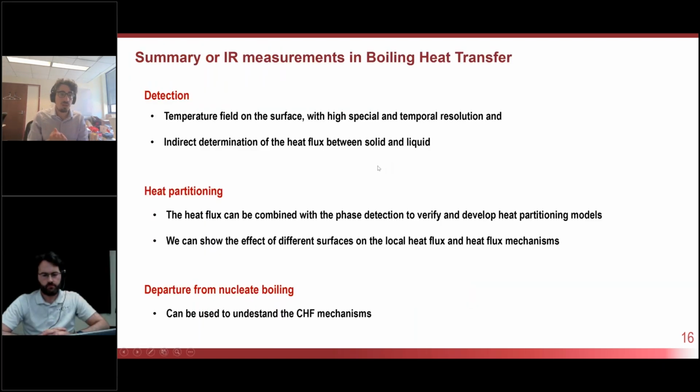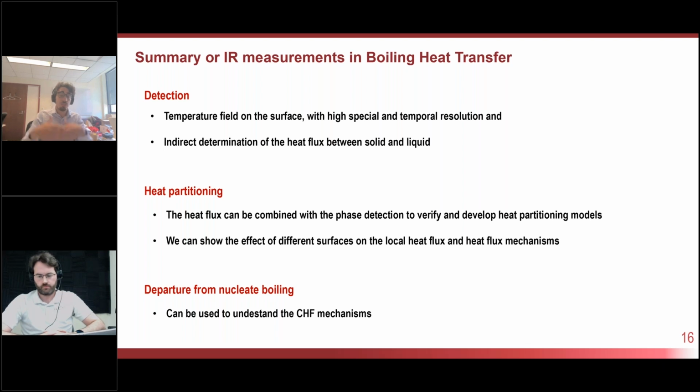So in summary, we saw that the IR measurement in boiling heat transfer can be used to measure the temperature field on the surface. By using the temperature field of the surface, we can infer the heat flux, right? And we can combine this heat flux with the phase detection in order to develop what we call heat partitioning models, which are those microscopic mechanisms that characterize the boiling process that I was mentioning before. And we can show also the effect of different surfaces on local heat flux and heat flux mechanisms.